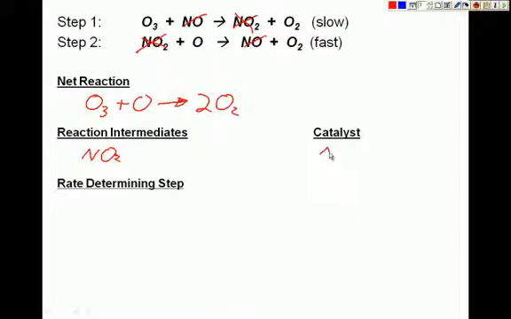NO is a catalyst, NO2 is a reaction intermediate. A catalyst is going to lower the activation energy to make this go faster. Another way you can think of it is if you were to connect the 2 things that cancel out with a line.